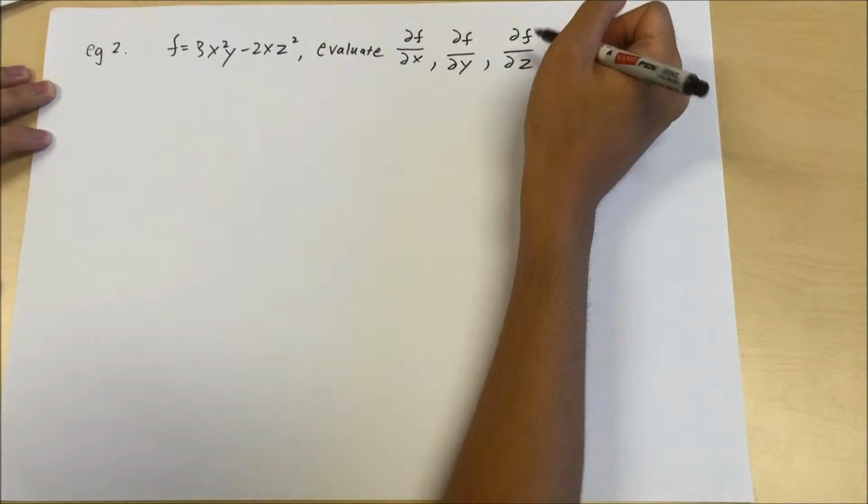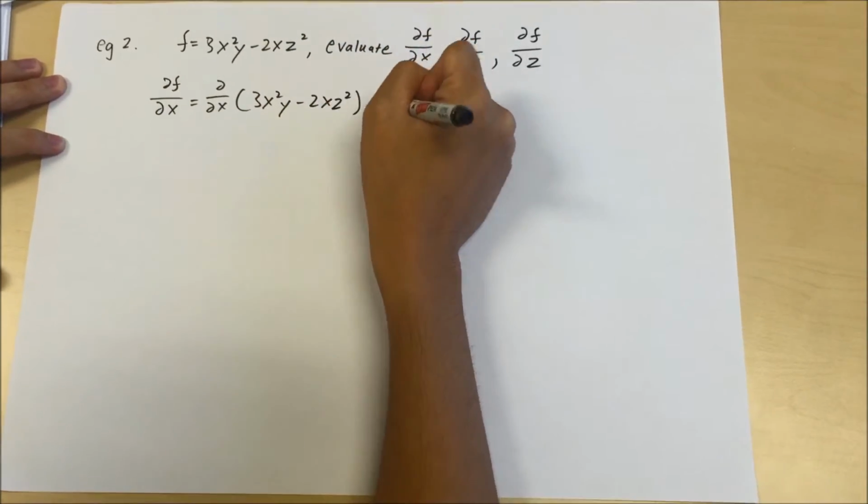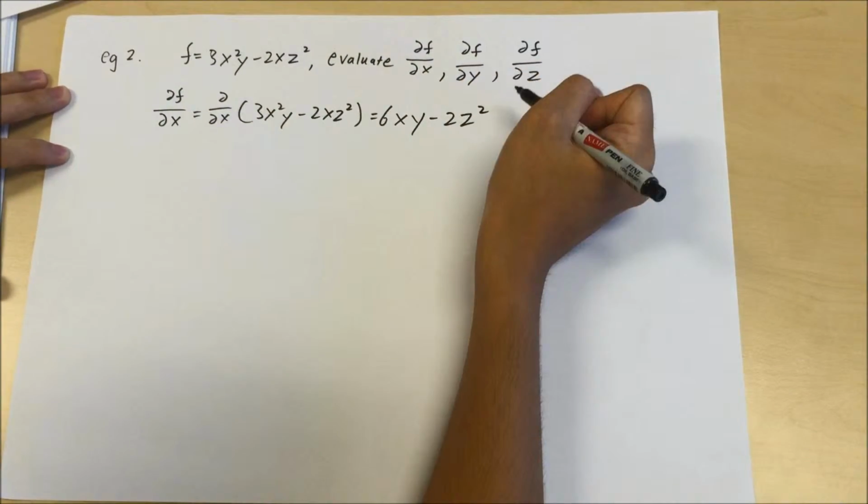For this question, we are going to solve the equation with respect to x, y, and z. For the derivative of x, we just have to take note of the alphabet x and treat all the other alphabets as constant. When we differentiate x squared, we get 2x. So 2x times 3y, we get 6xy. And for the other term, we differentiate x and get 1. 1 times 2z squared equals 2z squared.